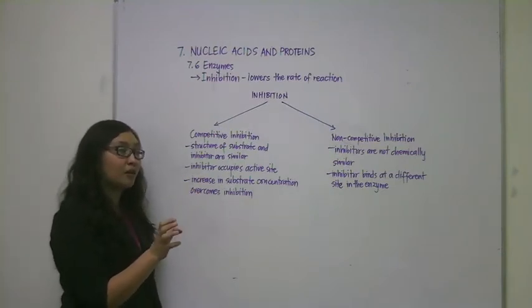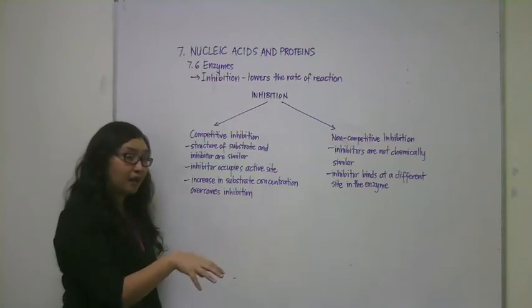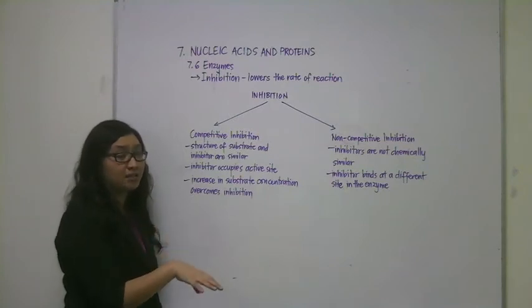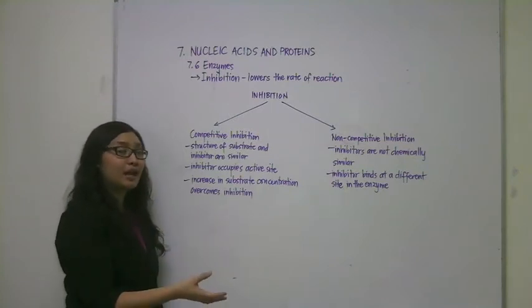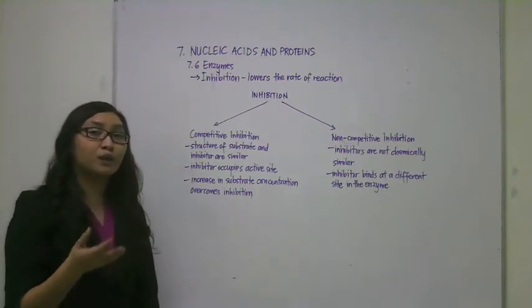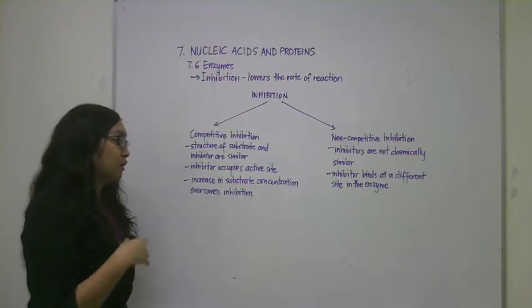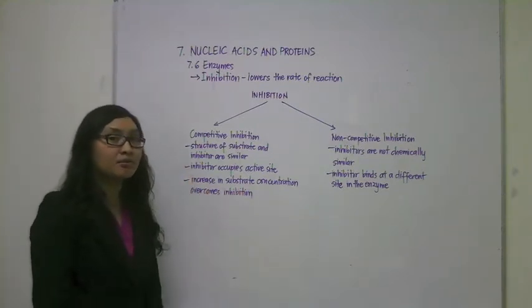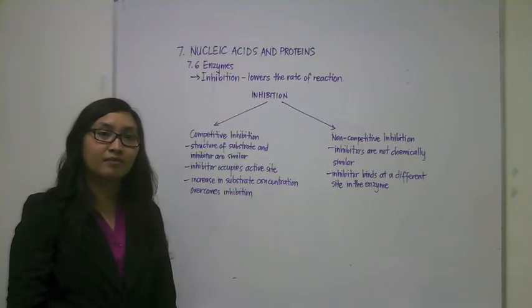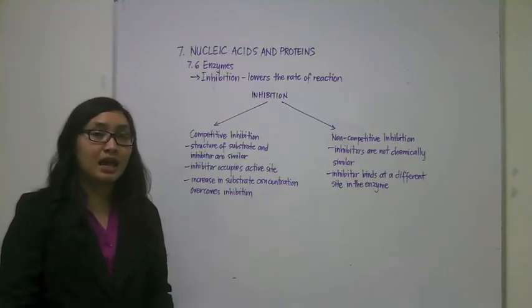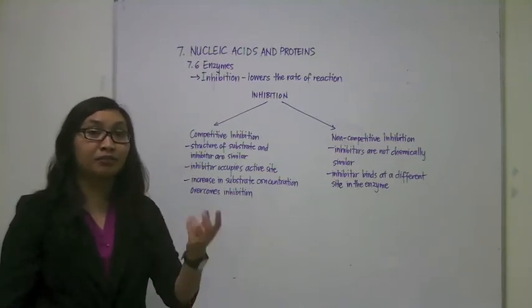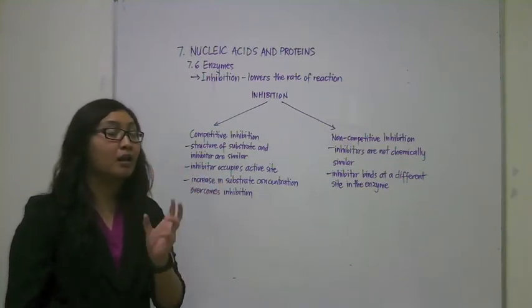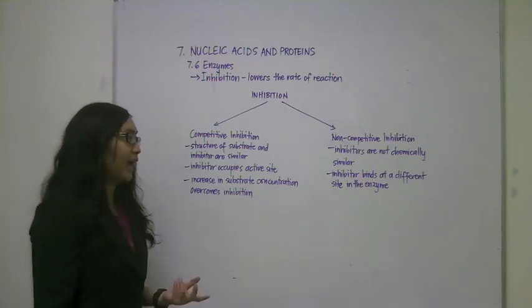Whenever the inhibitor occupies the active site, this prevents the substrate from binding with the active site because the inhibitor is there. So how can we overcome this situation? We can only overcome it whenever there is an increase in the substrate concentration. By increasing the concentration of the substrate, we are able to displace the inhibitor from the active site, and then allow the substrate to bind with the active site.